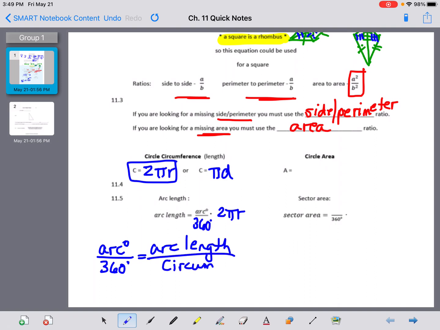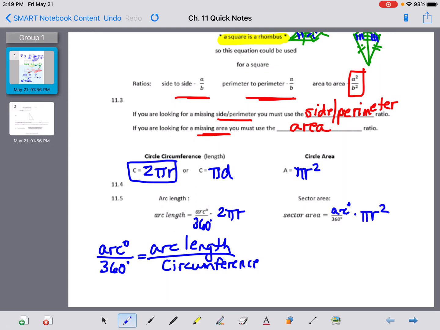If you're looking for something beyond the arc length, like one of the other missing things, the circumference or the arc degree, it's easier to set up that full proportion. Circle area is pi r squared. So when I find the sector area, it's still going to be arc degree over 360, the part over the whole, this time times pi r squared.